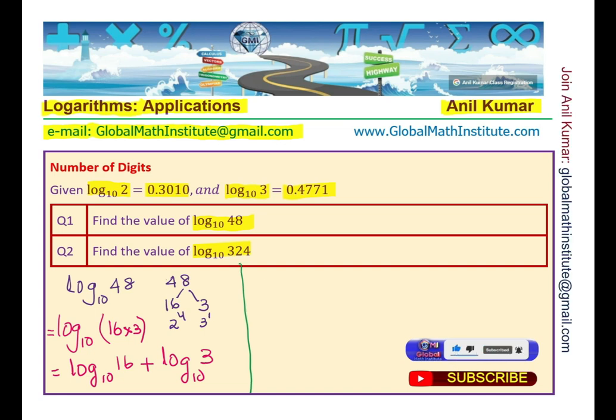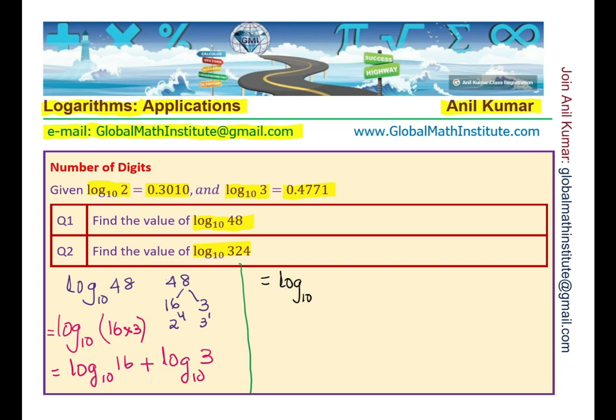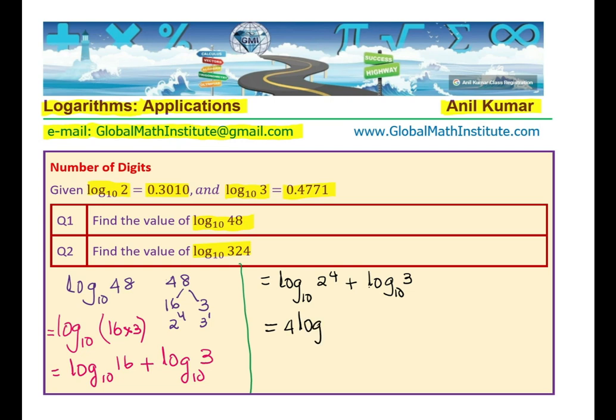We could write this as equal to log to the base 10 of 16, which is 2 to the power of 4, plus log to the base 10 of 3, which is 3 to the power of 1. Now we know the values of log 2 and log 3. So we can always figure this out, correct? So let's apply the power rule here, which will be 4 times log to the base 10 of 2, right?